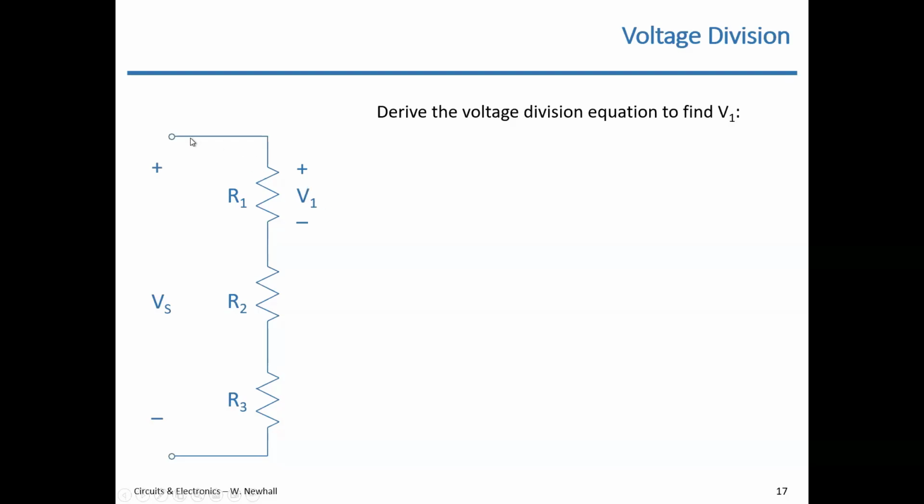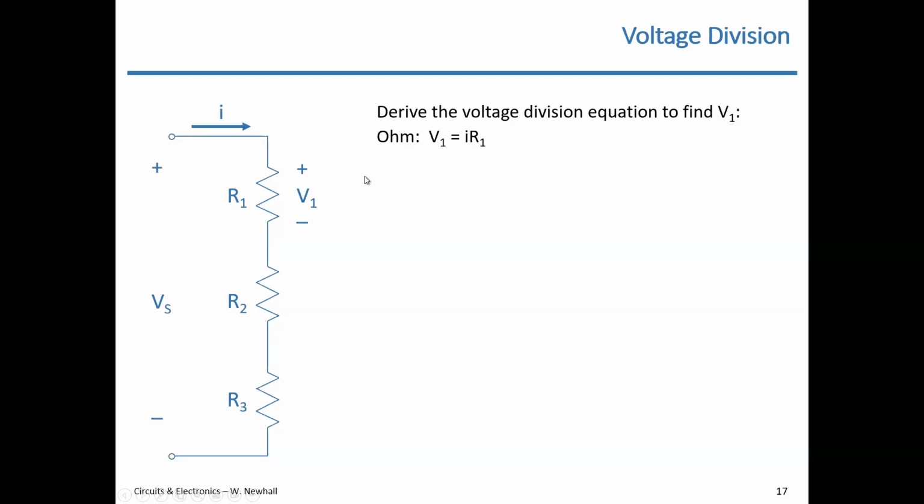That's an unknown, but let's say I know VS. I know that's 10 volts or something like that, and I know R1, R2, R3. I know those values in ohms. Let's figure out V1. By Ohm's law, if I knew the current going down through these resistors, I could say V1 equals I1 R1.